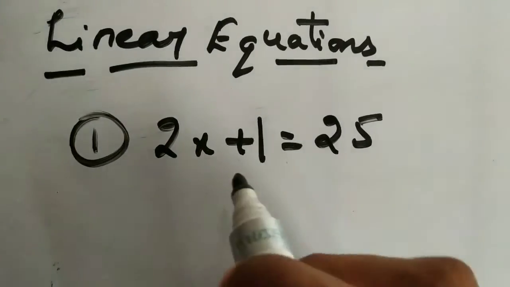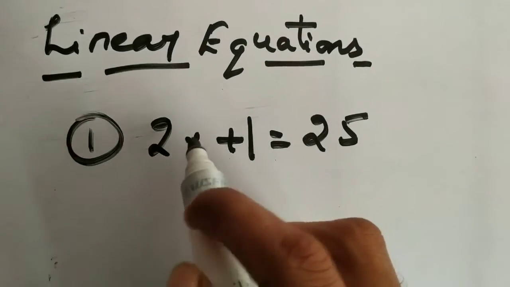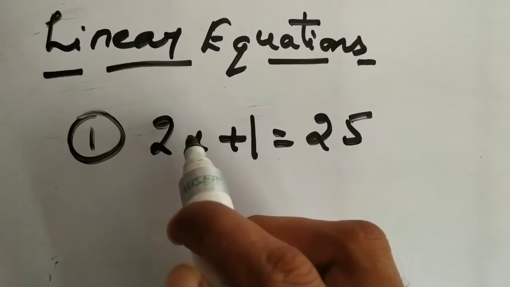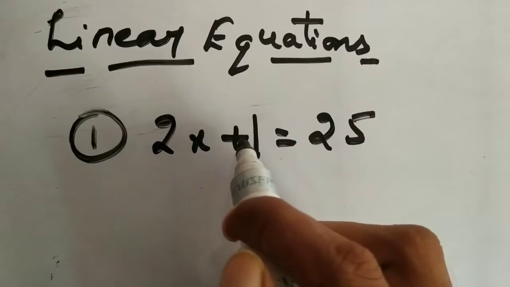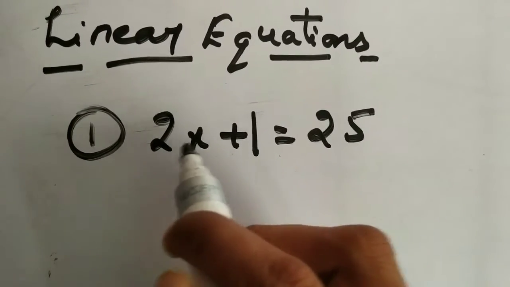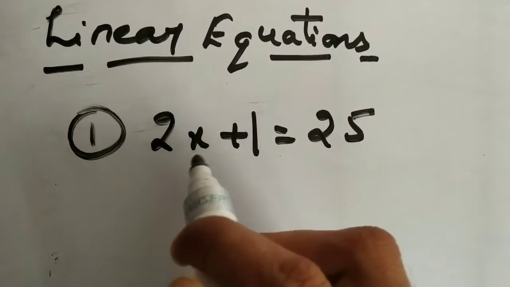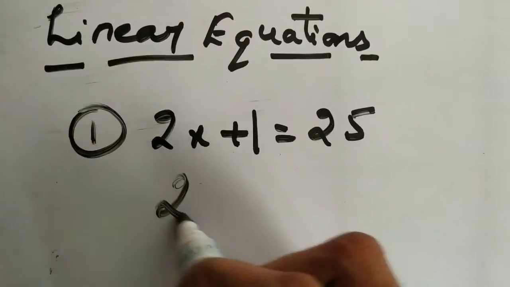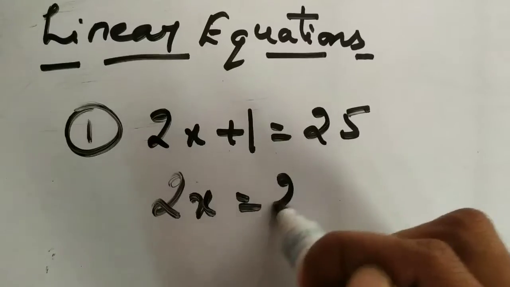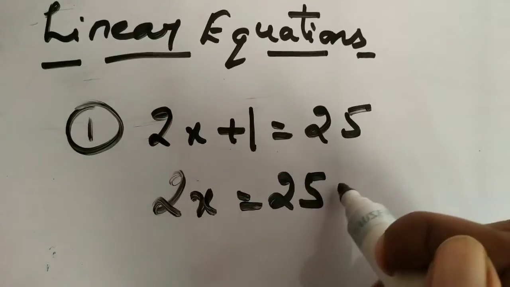What we will do, we will try to liberate this x, or just make the x independent. Here plus 1 and 2 are attached to x, so what we will do, we will remove this plus 1 and 2 one by one from the x. So this will become 2x. I will take 1 from this LHS to the right hand side.